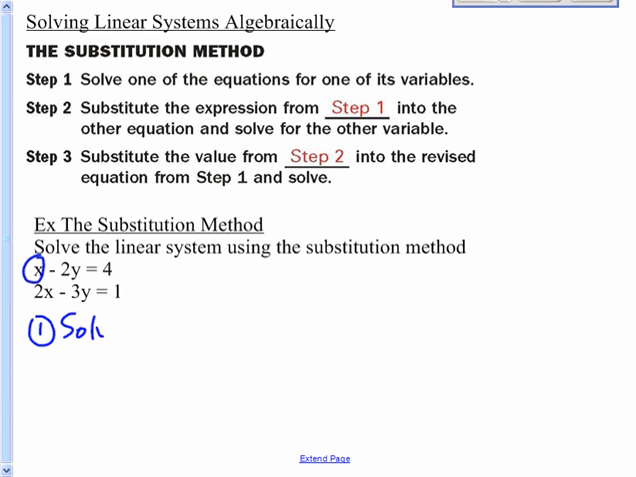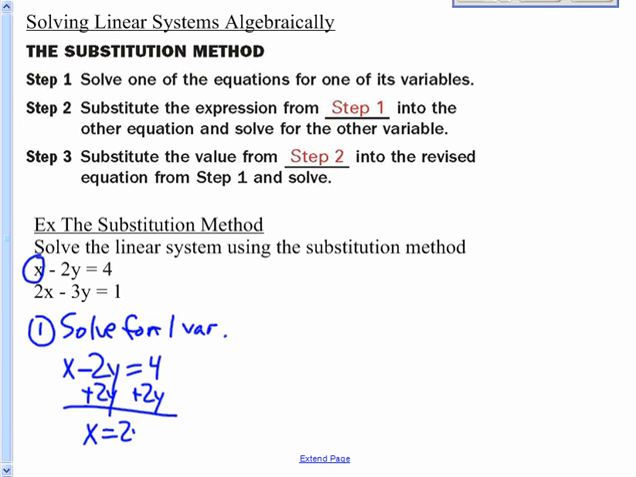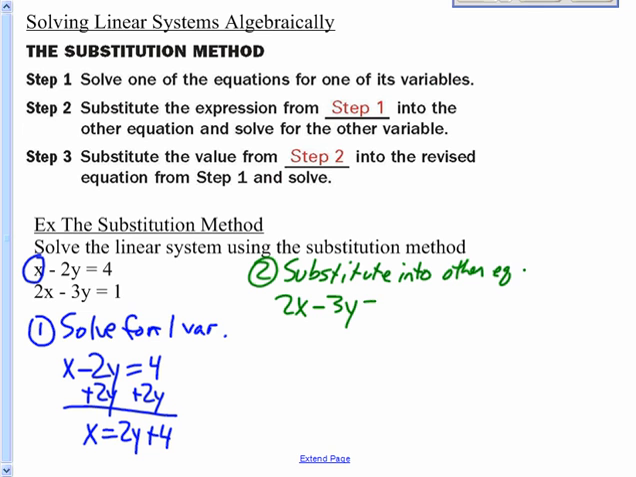So solve for one variable. I pick an equation, solve for one of the variables, and I got x equals 2y plus 4, okay? So what I'm going to do now is plug that into my other equation. So step 2, substitute into the other equation.